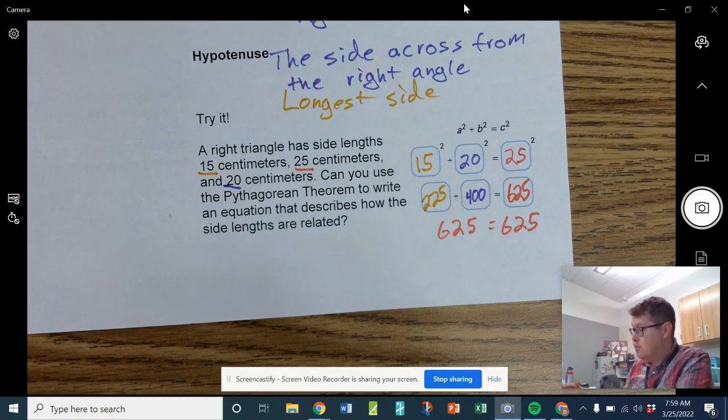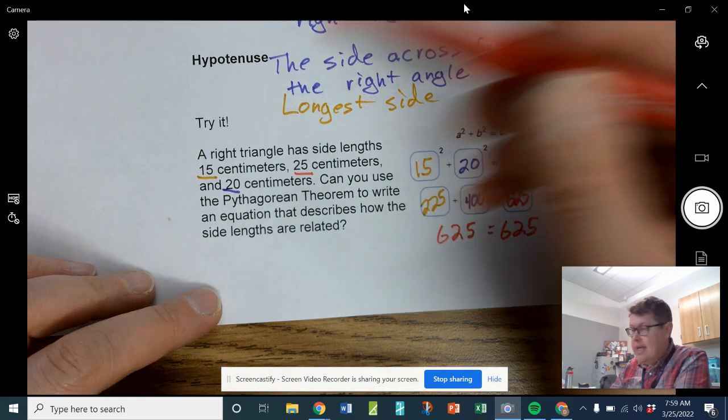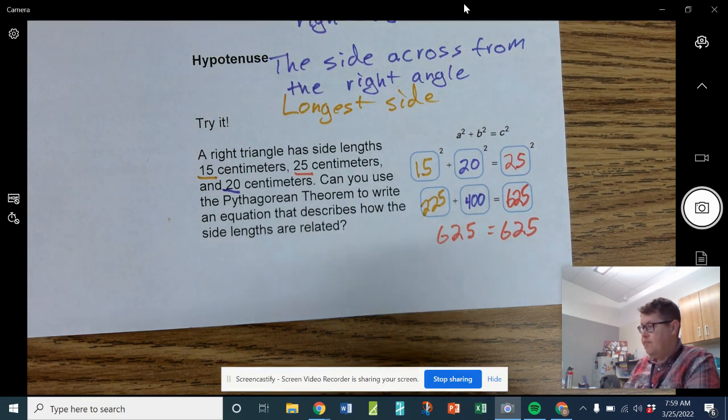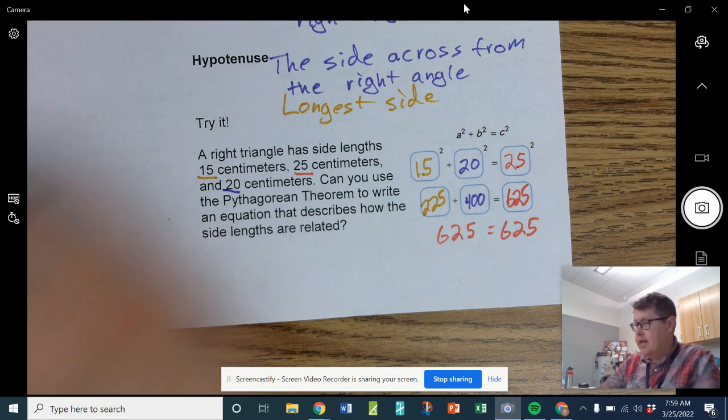So we basically just proved that if you had a triangle with these three side lengths, it is a right triangle, right? So if it works out, it is a right triangle. If it does not work out, it is not a right triangle. That's the idea here, okay?